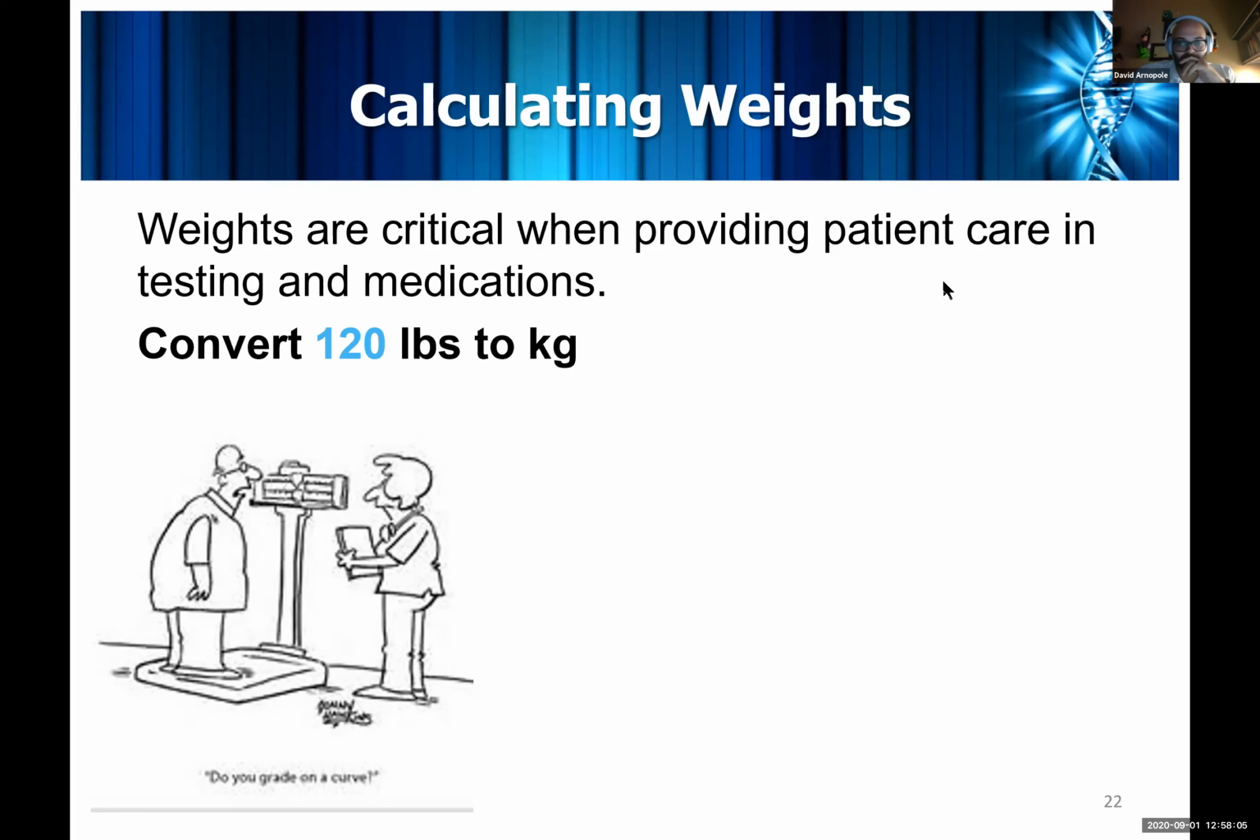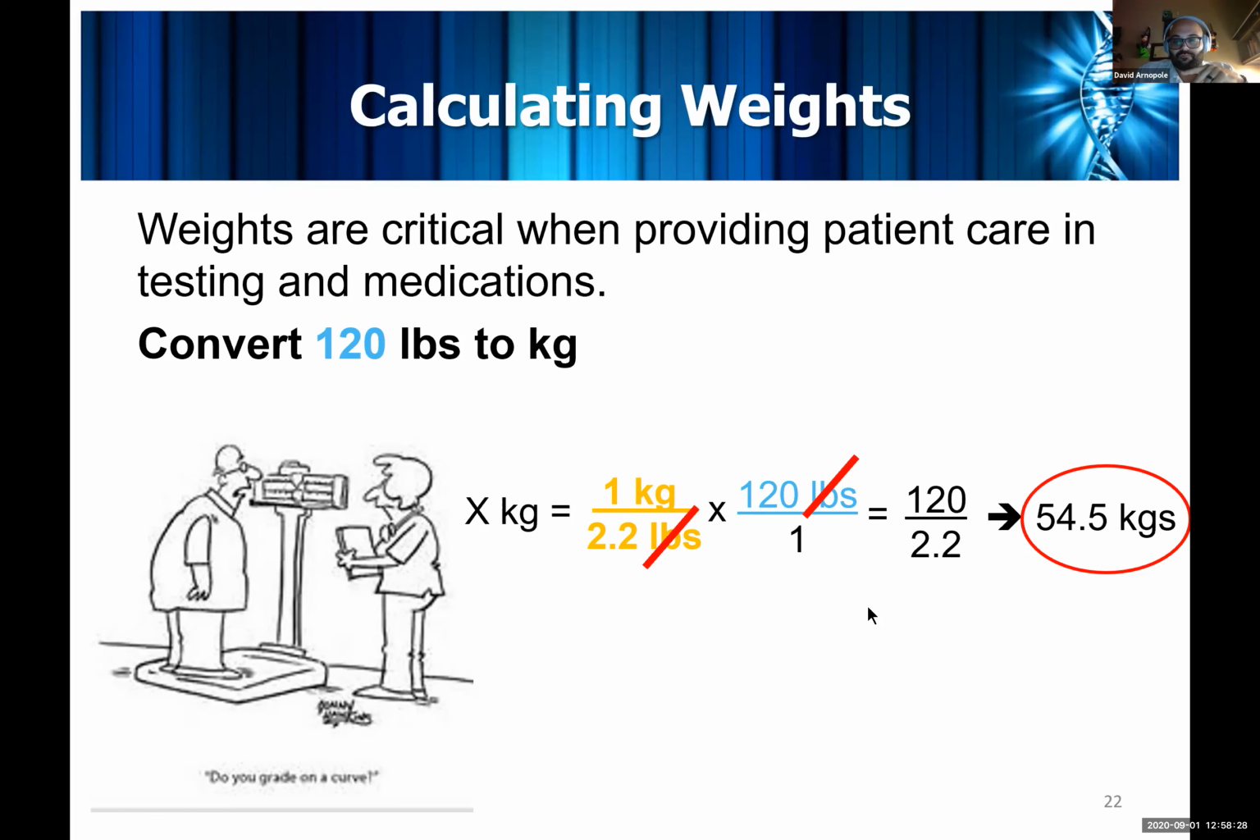Okay. Just like anything else, X kilograms. I don't have anything for kilograms up there, so 1 kilogram is 2.2 pounds. I can pull the pounds in now. Cancel them out. All I have left is kilograms. There's no other suffixes, so I know I'm done. 54.5 kilograms.